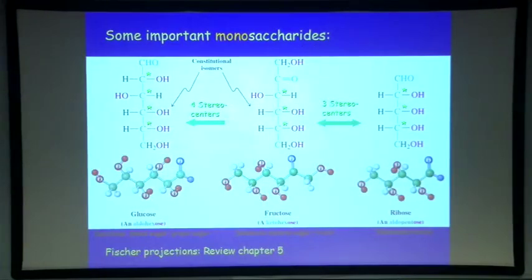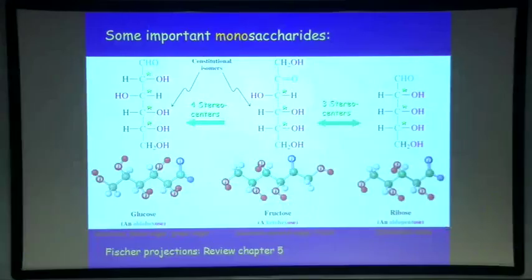Once you extend the chain, you get more and more variety. Okay? Here's some important monosaccharides. Here's glucose again. And again, as I pointed out already on the model, 4 stereocenters. 4 stereocenters means you can have 2 to the 4, that is 16 stereoisomers, of which half of them are image and the other half is mirror image, but you still have 8 diastereomers. Okay? And that's by virtue of the fact that each one of these carbons can be either R or S.